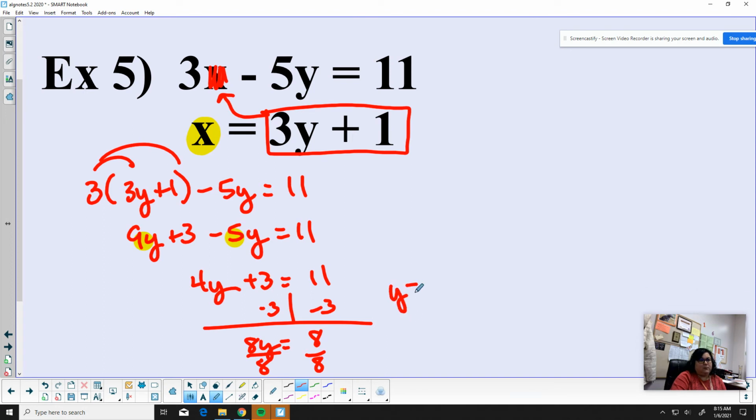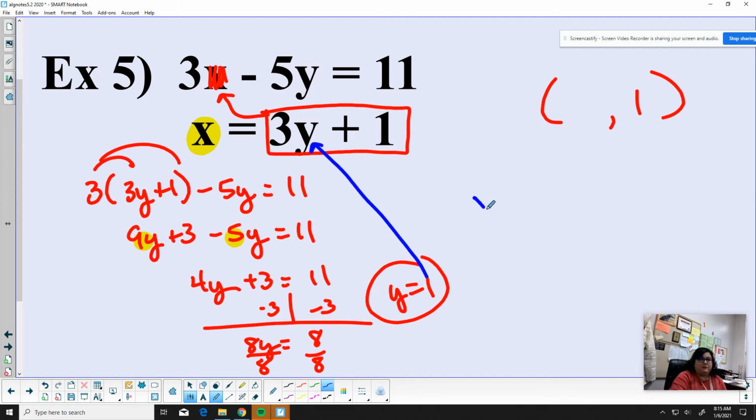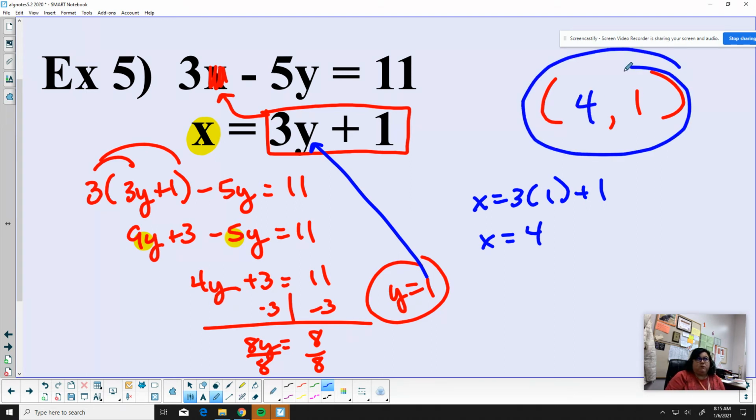So y is 1. So I have half the answer, and then I take that 1 and I plug it back into the box that I came up with to begin with. So x equals 3 times 1 plus 1. Well, 3 times 1 is 3, plus 1 is 4. So my solution here is (4, 1).